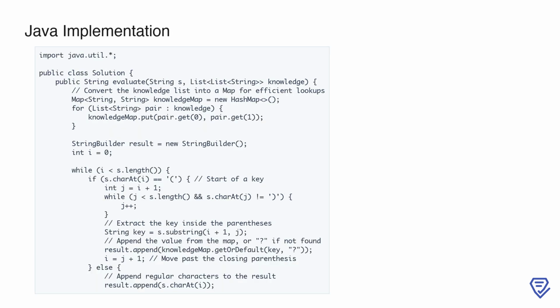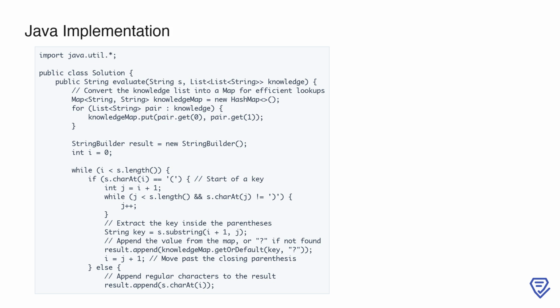Here, we start by defining the Solution class and the evaluate method, which takes two inputs, a string s and a list of knowledge pairs. The first step is to convert the knowledge list into a map for efficient lookups. Using a hash map, we iterate through each pair in the knowledge list and populate the map with the key-value pairs. Next, we initialize a string builder called result to construct the output string efficiently, and we set up an index variable i to traverse the input string s.